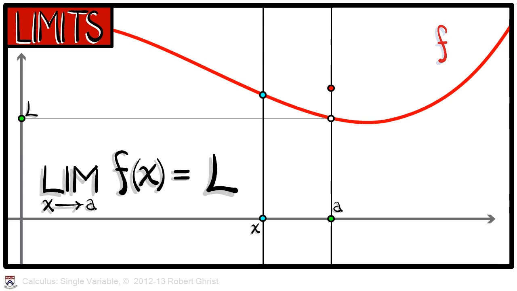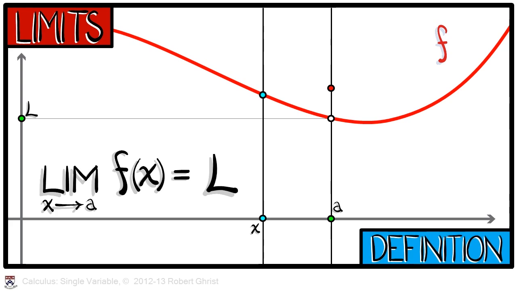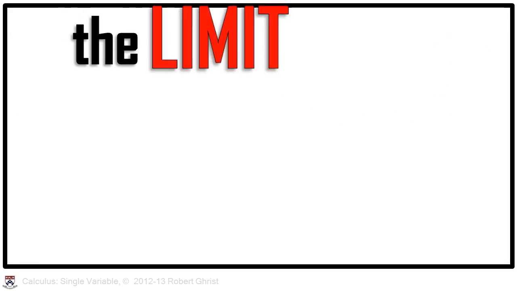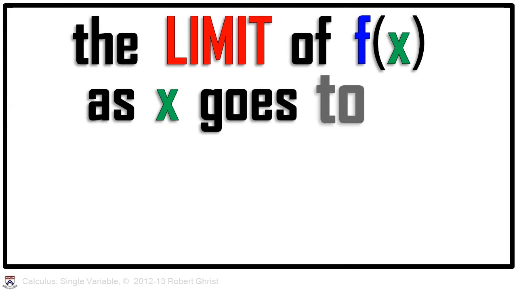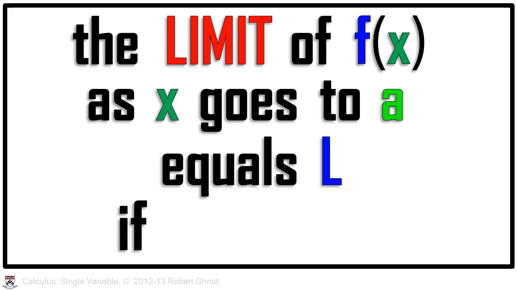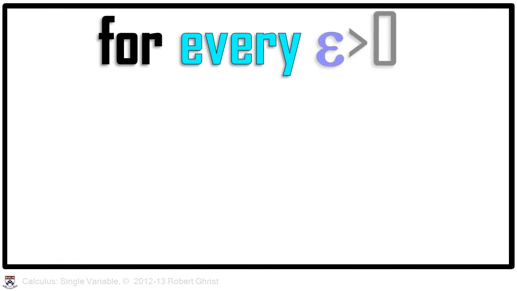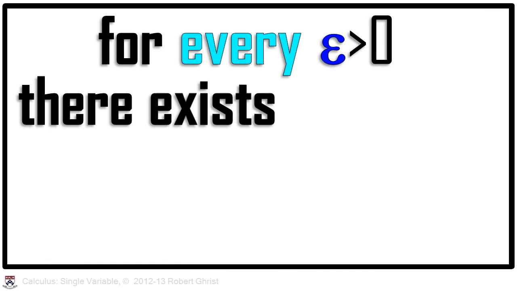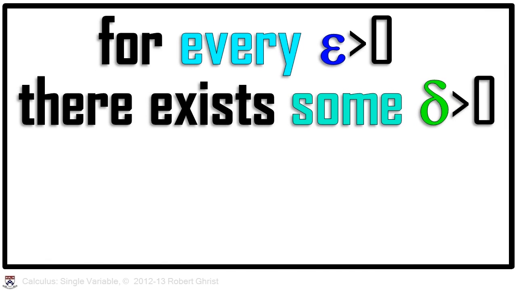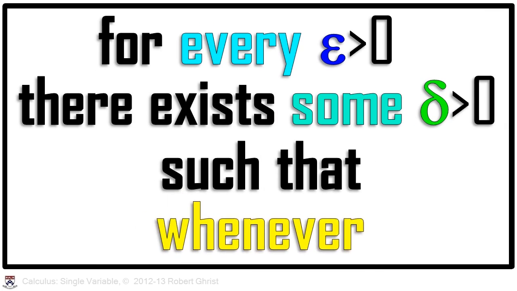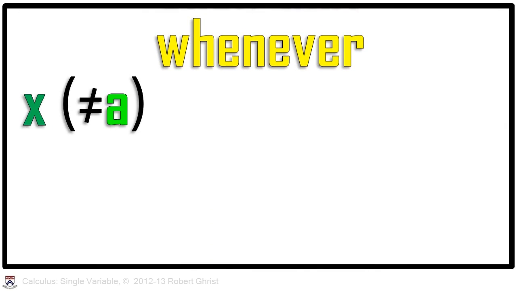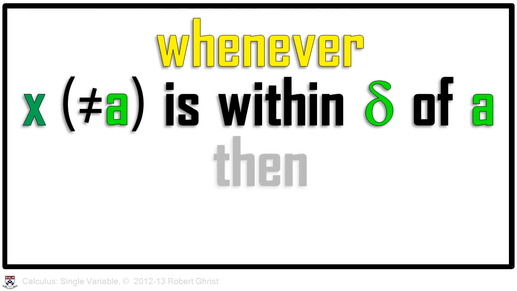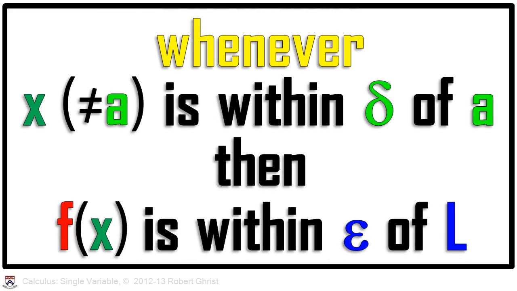Well, this picture is the intuition behind a limit, but it is not the definition. The definition is another thing altogether. What is it? The limit of f of x as x goes to a equals L if and only if, for every epsilon greater than 0, there exists some delta greater than 0 such that whenever x not equal to a is within delta of a, then f of x is within epsilon of L.